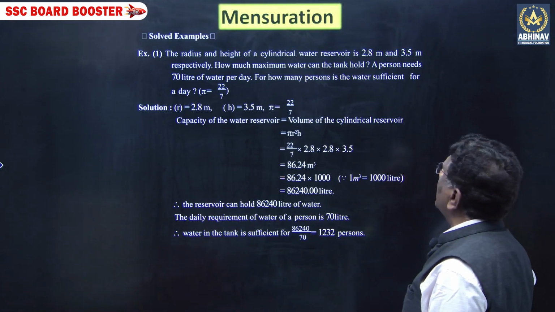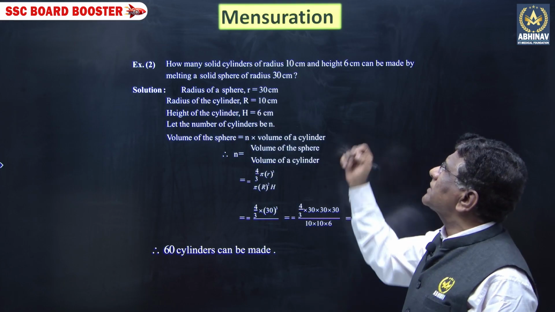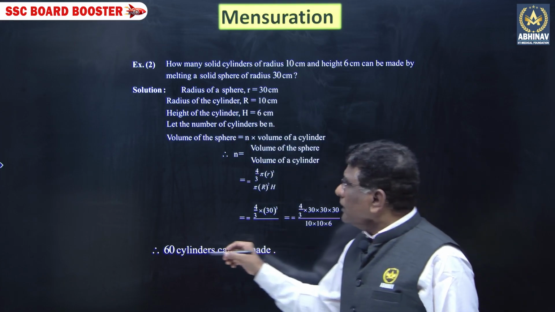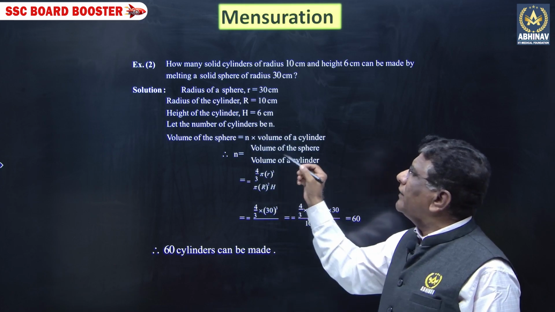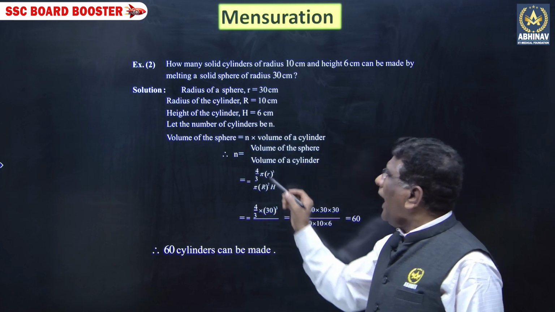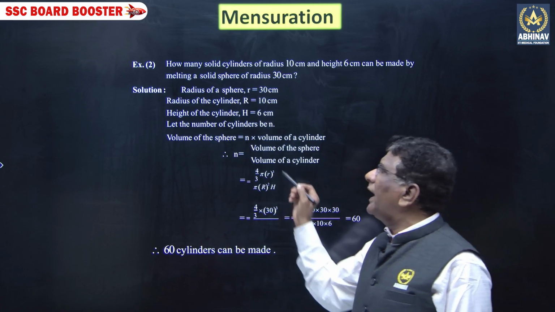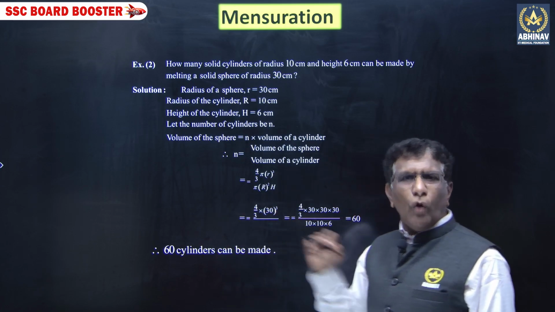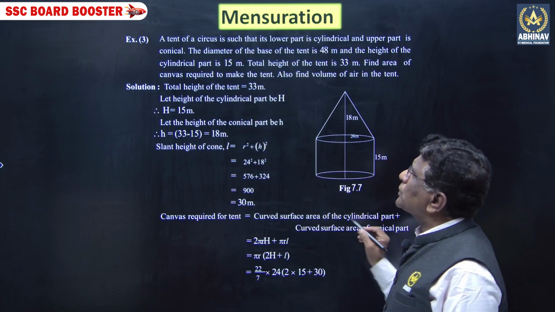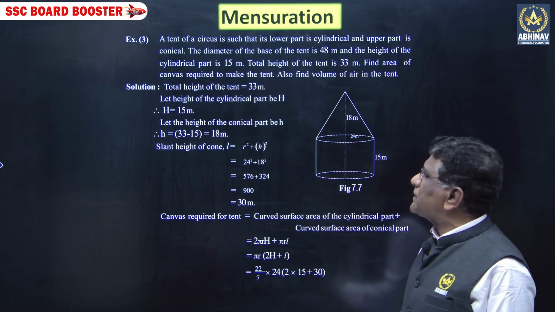Then coming to the next example, how many solid cylinders of radius 10 centimeter and height 6 centimeter. So this example is given like that. We have to find the volume of this particular cylinder, and then find how many cylinders can be made with the help of this particular volume. So students, go through this example. This is one of the solved examples given in the textbook.